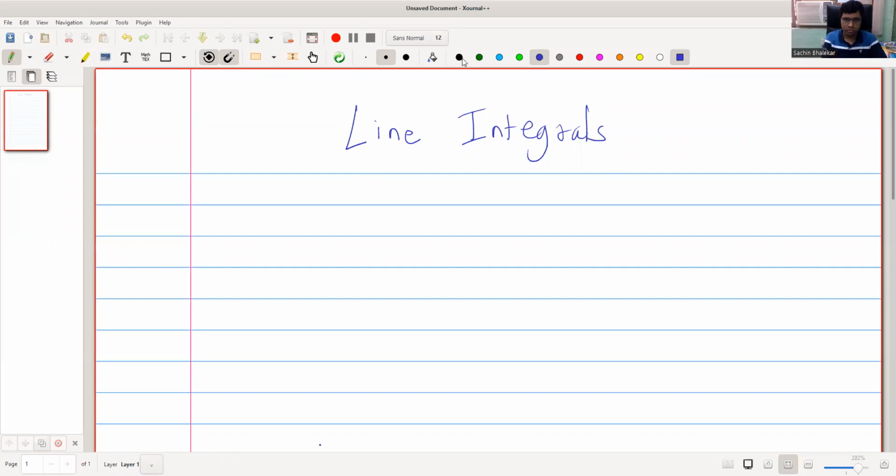Dear students, in this lecture we discuss line integrals. You are familiar with the integral of a function on an interval. In this chapter we discuss integrals on a curve. Instead, the path of integration will be a curve instead of just an interval.